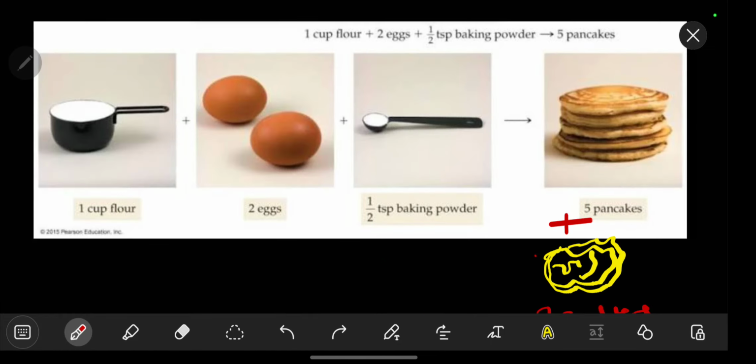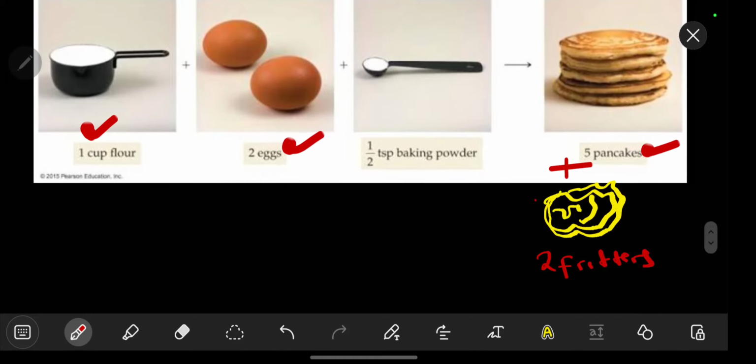So to understand the mole concept and stoichiometry, let's take this as an example. Let's say you have 1 cup of flour, you have 2 eggs, and you have half a teaspoon of baking powder. So now what you get is 5 pancakes. You also get, let's say, 2 fritters. So now the mole concept and stoichiometry simply tells you what you are going to get at the end of the day for each and every reaction.